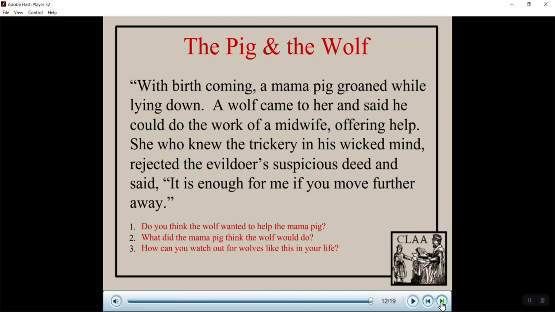Let's read the fable of the pig and the wolf together in English. After the reading, we'll discuss 3 questions about the fable. Listen to the pig and the wolf.